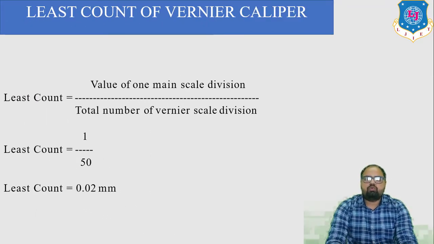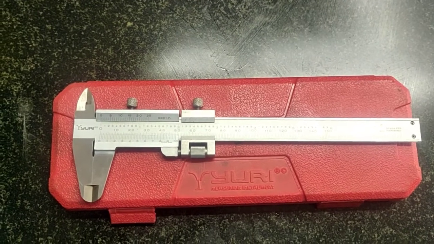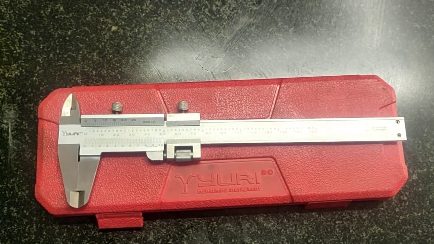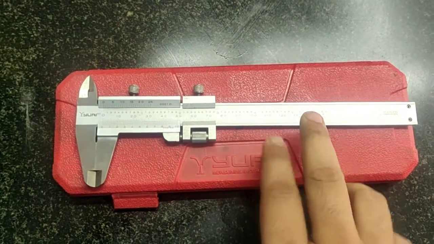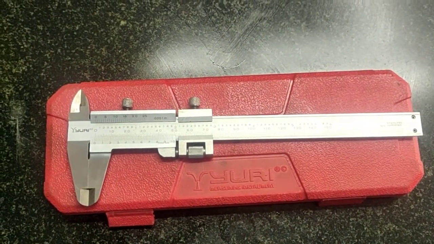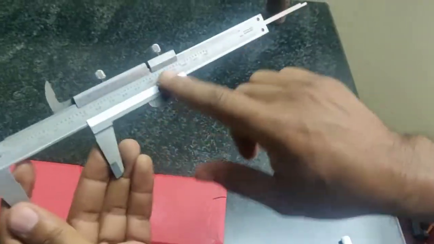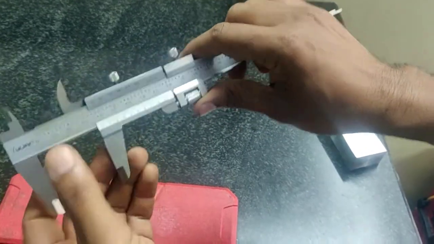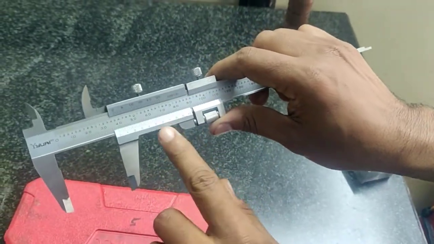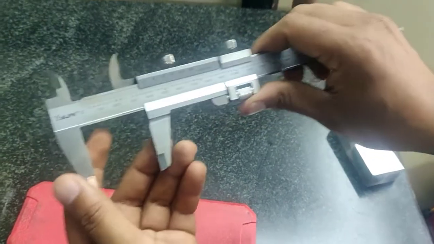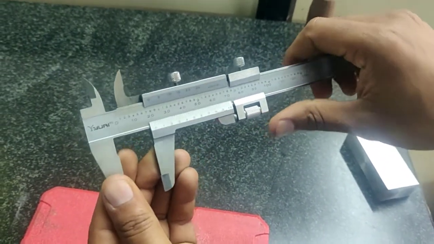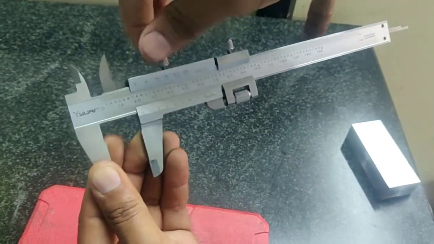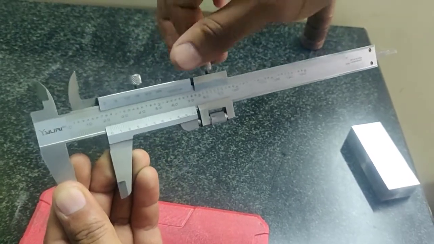So let's go to the workshop and do a practical with the vernier caliper and take some readings. Right now we are in our workshop, and today we are going to perform our practical related to this vernier caliper. This is the vernier caliper, this is the main scale, and this is the vernier scale. At the top of the vernier scale a locking screw is provided, which is used to lock the measurement.